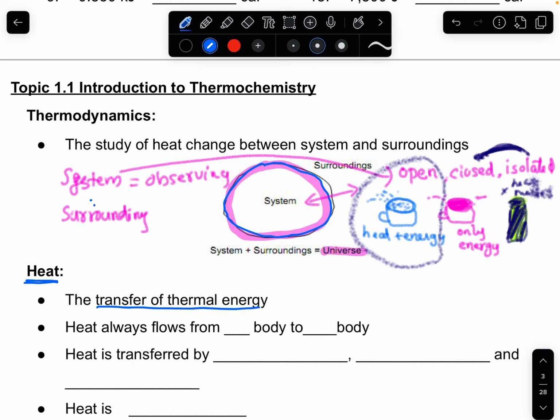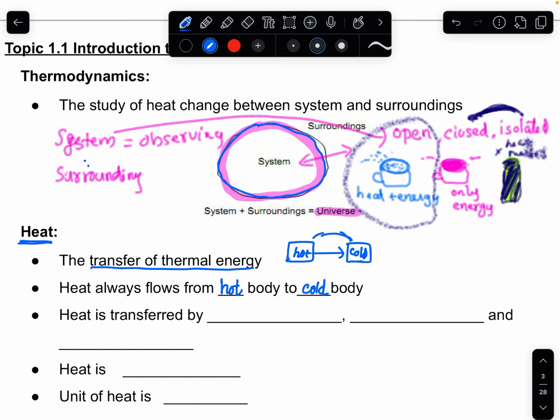We know that if we have a hot body, heat always transfers from the hot body to what? The cold body. So that transfer is called heat energy. Heat always flows from a hot body to a cold body. What are the different types of transfer? We can do an experiment when we do this in class. So the first one is called conduction.